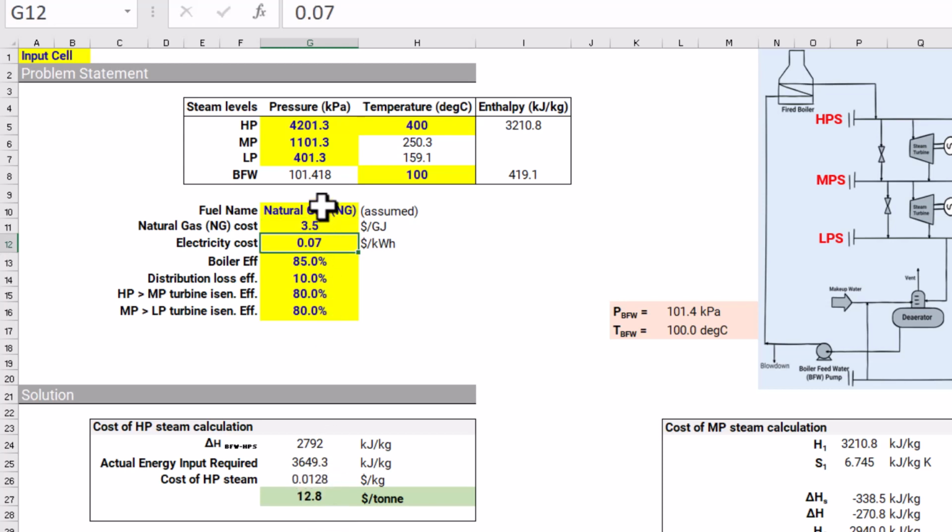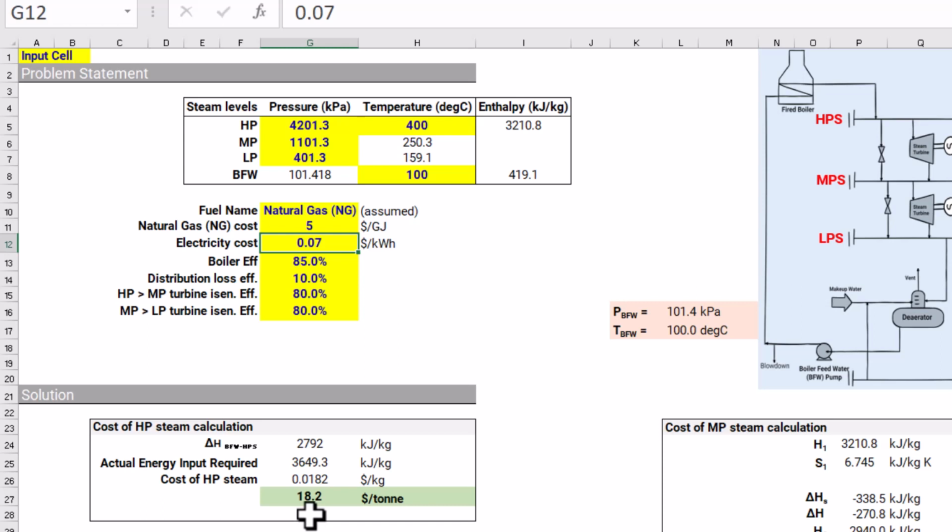Here you can see that as the fuel cost reduces, your steam cost also reduces. You can also find out what would happen if the existing supplier of your natural gas wants to increase the price from $4 to, let's say, $5 per gigajoule. In that case, we can also see that our steam cost is increasing this much. So you can very easily discuss this impact of cost with your management. This can be very useful to make a realistic business case when you are proposing any energy saving project.